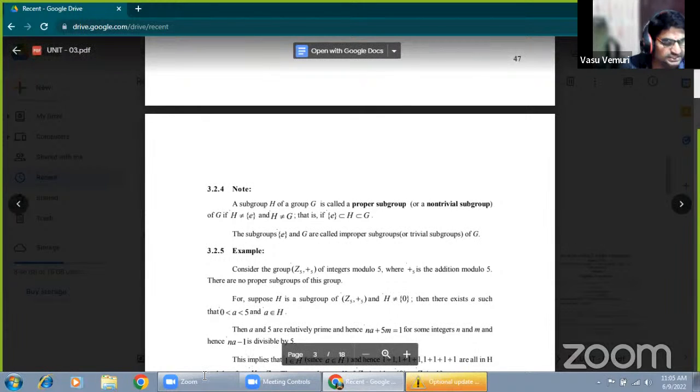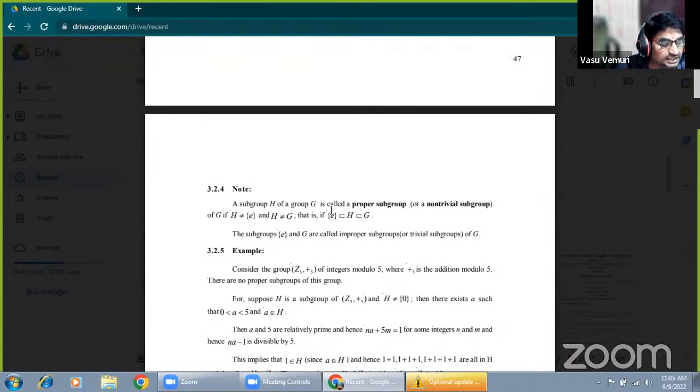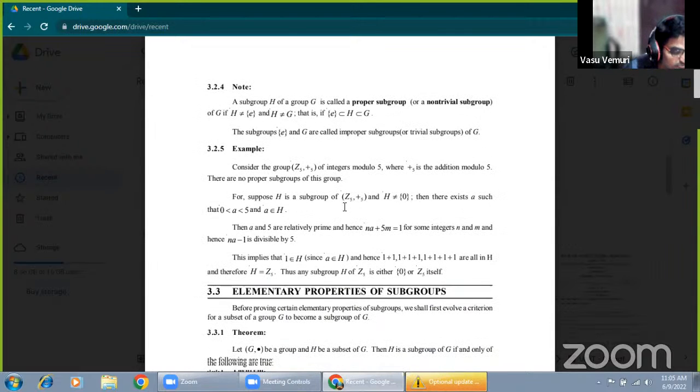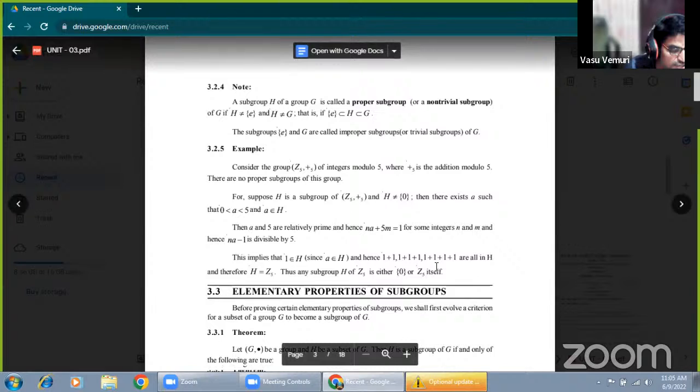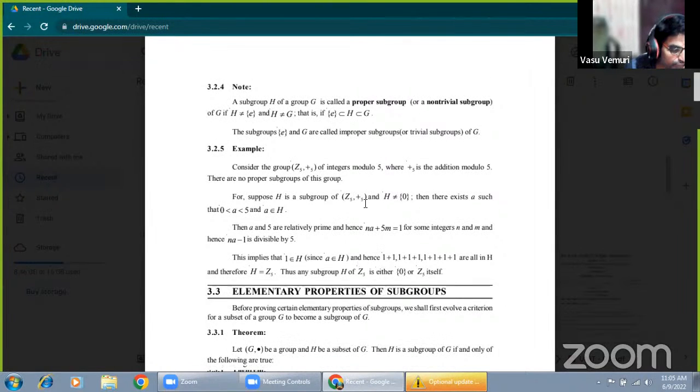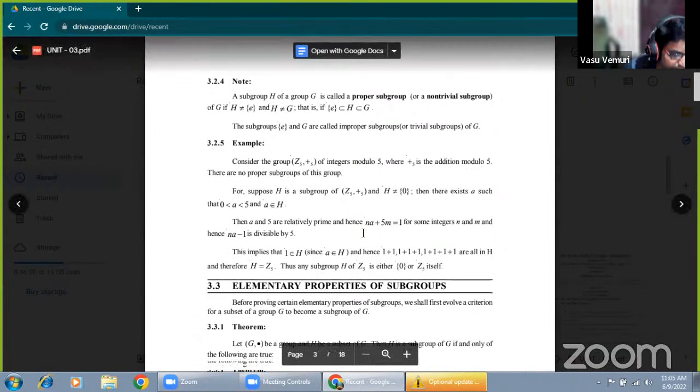Now that is one of the important concepts of a proper subgroup. Only subgroups generated by E and capital G. Now these two sets are called improper subgroups or trivial subgroups. This is the proper subgroup condition. Now there are so many examples here: addition modulo 5. We have already explained this example in the previous part.